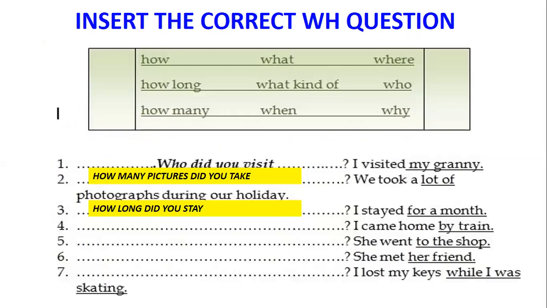So, now let's see, insert the correct WH question. And in here we have how, what, where, how long, what kind of, who, how many, when, and why. For example, I visit my granny. So the first one is, who did you visit? ¿A quién visitaste? Who did you visit? I visited my granny. Visité, ¿verdad? A la abuelita, ¿verdad? La bisabuelita.